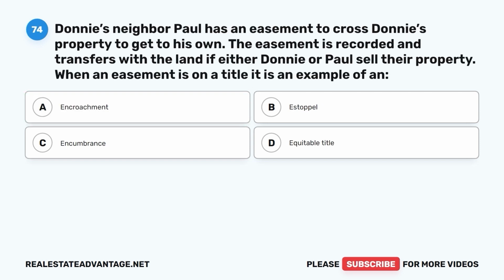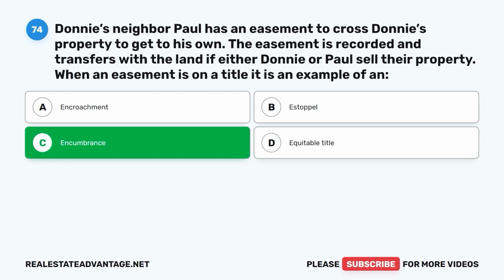A mortgage places a lien on the property which is voluntary in nature and not force placed by the courts. Question 74. Donnie's neighbor Paul has an easement to cross Donnie's property to get to his own. The easement is recorded and transfers with the land if either Donnie or Paul sell their property. When an easement is on a title, it is an example of an A. Encroachment. B. Estoppel. C. Encumbrance. D. Equitable title. The correct answer is C.